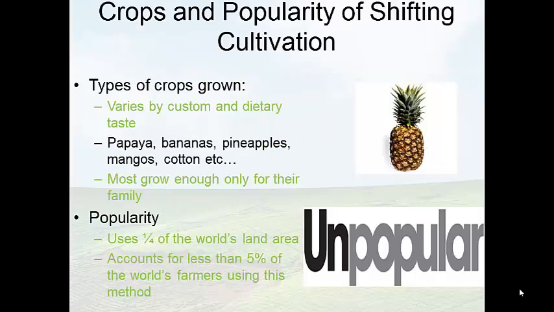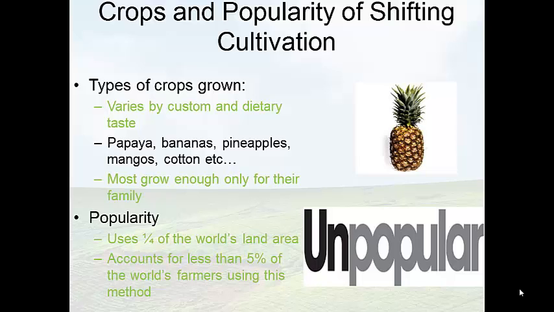Now, what are some types of crops grown and the popularity of shifting cultivation? Well, the types of crops grown depends on the custom and dietary taste. So it ranges anywhere from papayas to bananas to pineapples to mangoes to even cotton. Now, most farmers grow only enough for their families, right? There is little surplus to give.